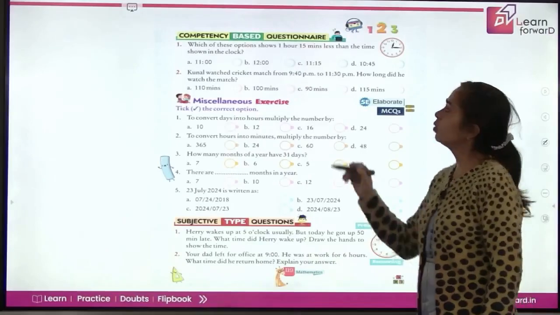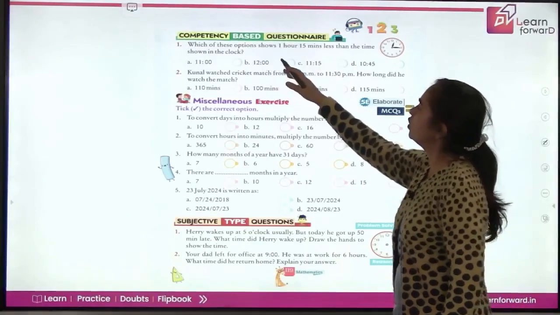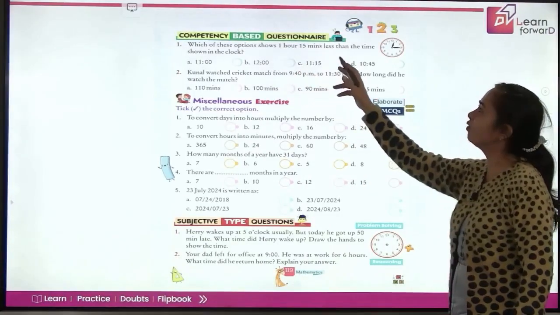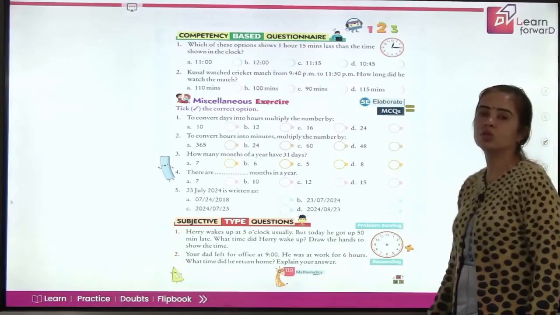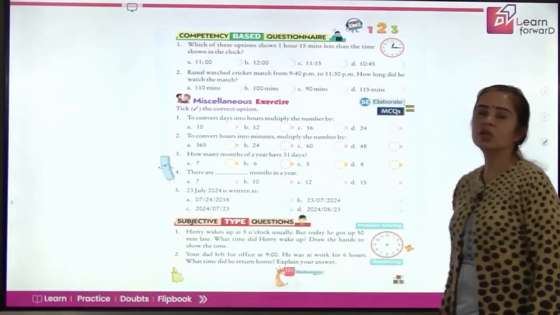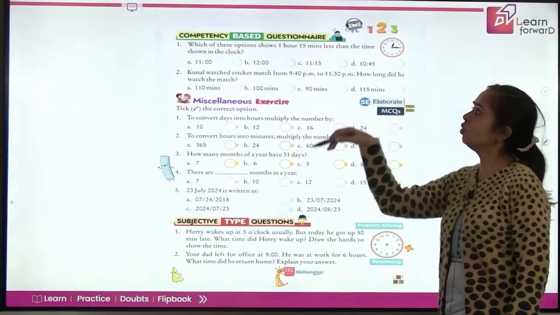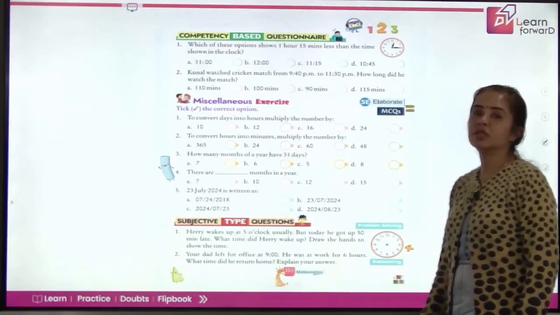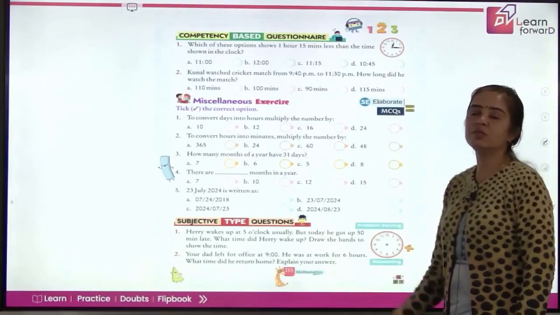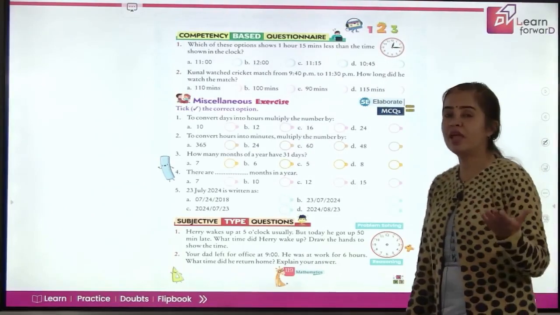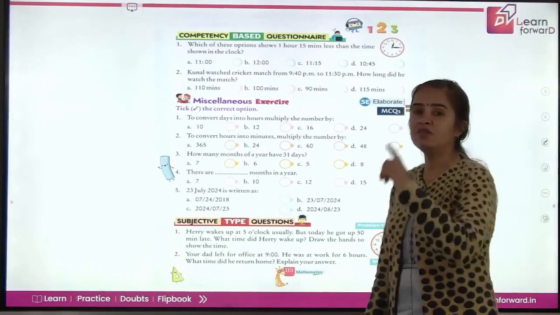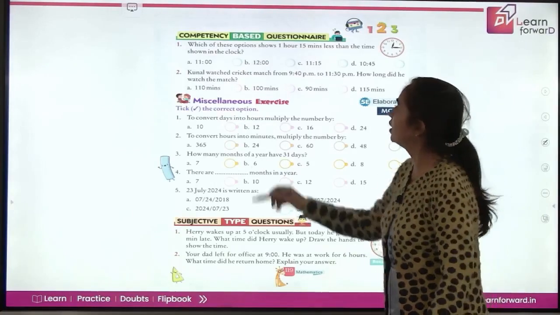Now we have some competency-based questions. Which of the following options show 1 hour 15 minutes less than the time shown in the clock? What is the time shown in the clock? 12 hours 15 minutes. So they are asking you to go back by 1 hour 15 minutes. So when you go back by 15 minutes, what is the time? 12. What will be the time 1 hour even before that? 11. So the time will be 11.